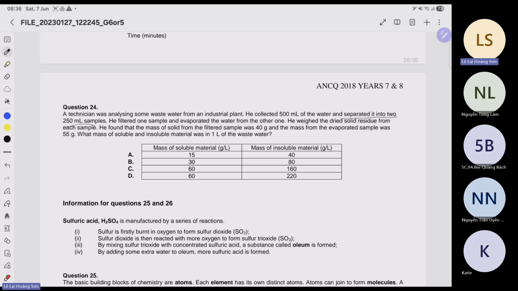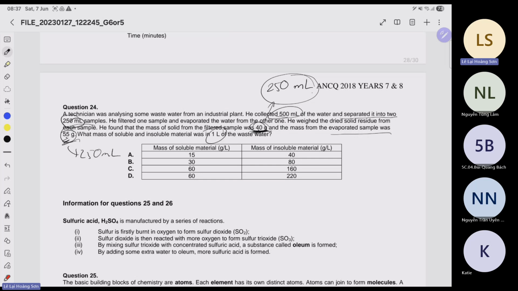He found that the mass of solid filtered from the sample was 40 grams, and the mass of the evaporated sample was 55 grams. Here's the thing: the 40 grams corresponds to just 250 milliliters of sample, because in the first place you collect 500 milliliters but separate it into two different samples. For one sample you do the experiment and get 40 and 55. So 40 grams corresponds to only 250 milliliters, and 55 also corresponds to only 250 milliliters.